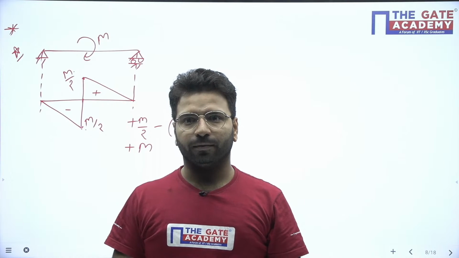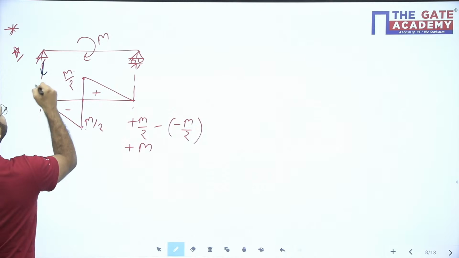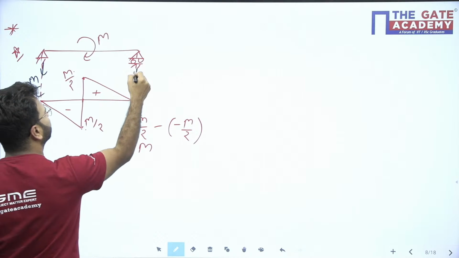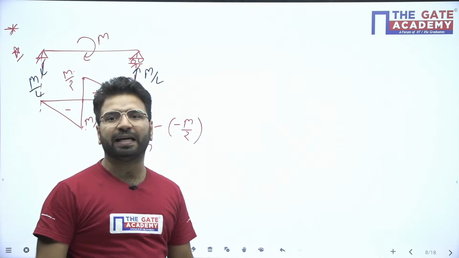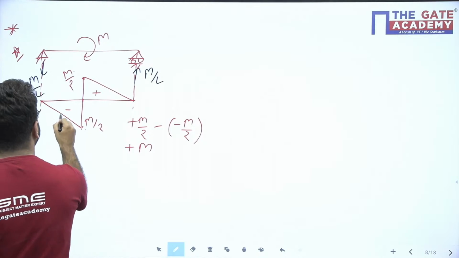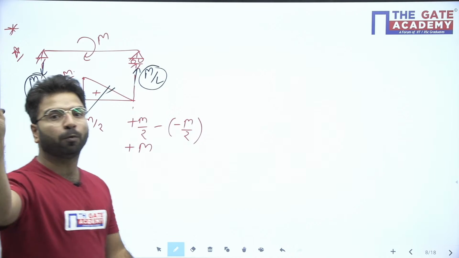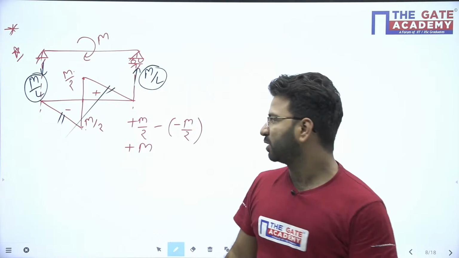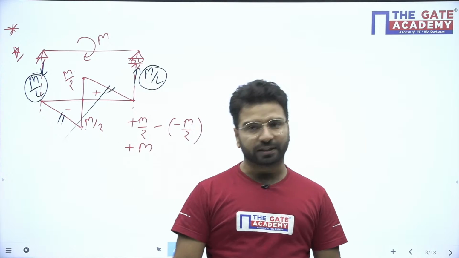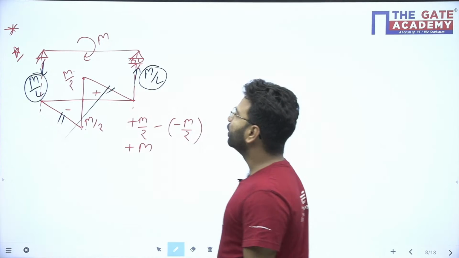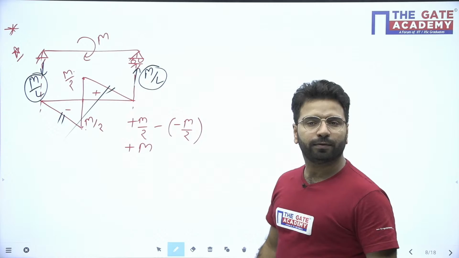Because here, if you calculate the support reactions, they will come as M by L, M by L. So these straight lines are coming due to this M by L and this M by L, because support reactions are there. That's why it's not coming completely like this. This line is coming because support is there. Due to support, some reaction is there. Due to M by L, M by L, this is coming. Okay, clear?